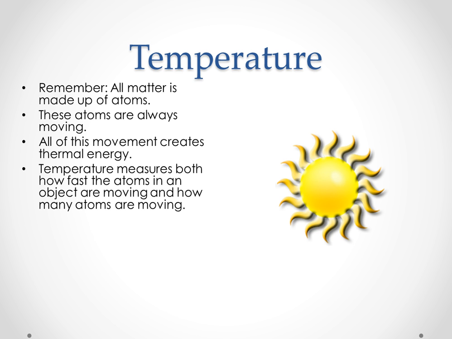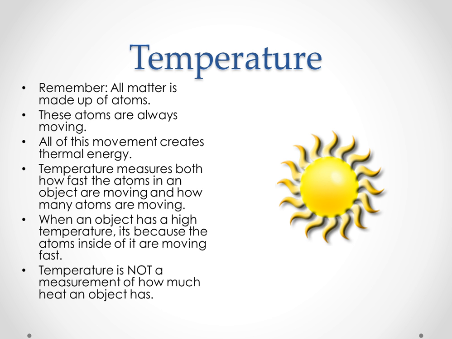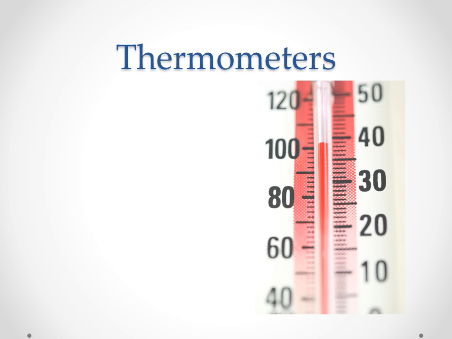Let me repeat that. Temperature measures both how fast the atoms in an object are moving and how many atoms are moving. When an object has a high temperature, it's because the atoms inside of it are moving fast. Temperature is not a measurement of how much heat an object has. It is the measurement of how fast the atoms in an object are moving and how many atoms in that object are moving.